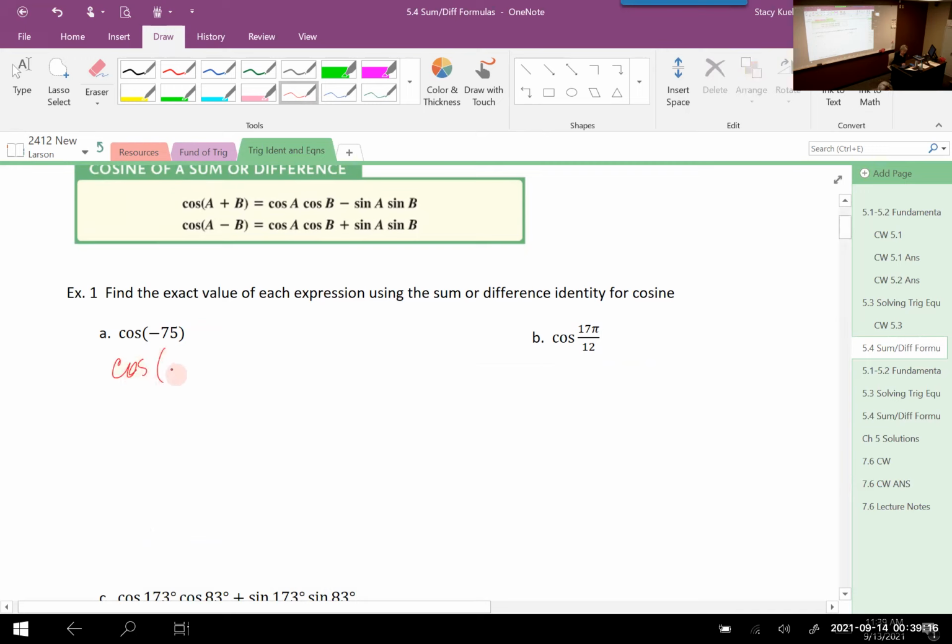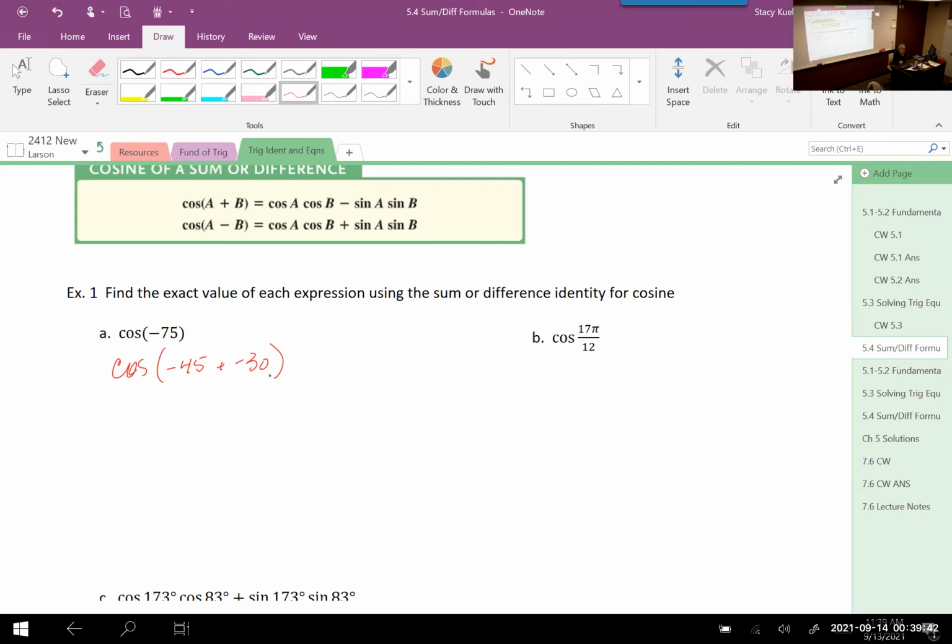So the cosine of negative 45 plus negative 30. Those two angles add together to give me negative 75, don't they? And I know those two angles exist off of the unit circle. So you're going to pick angles that exist off the unit circle and figure out how can I combine them, either adding or subtracting, to come up with the angle we're looking for.